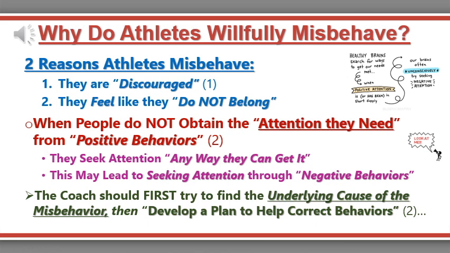Determine why are they discouraged? Why do they maybe feel like they don't belong? And then develop a plan to help correct the behaviors. All right, so it might have to come from a variety of sources, and then you might have to sit down and talk to them again, pull all that information together, determine what it really could be, and then work with them individually to develop a plan to correct those behaviors to hopefully get the willful misbehavior to stop and get them back on track.